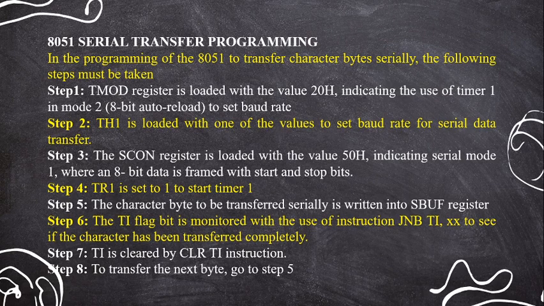Once it is done, you need to explicitly clear the TI flag. In assembly, we call it CLR TI, or in C programming, we say TI equals 0. Then you go back to step 5, wherein the next byte of the data is written into the SBUF register, and you keep on monitoring the TI flag. Once it becomes 1, that means the character has been transmitted, and again you clear the TI flag and repeat the whole process.